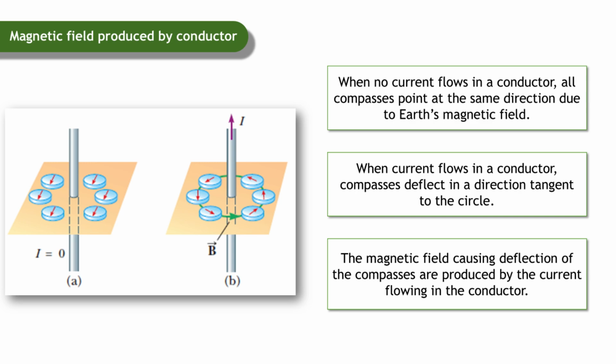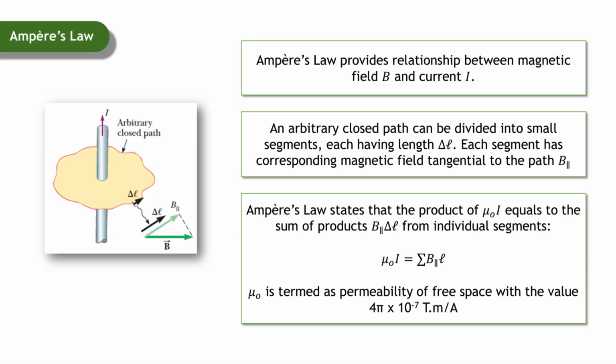This observation proves that the magnetic field is produced directly by the current flowing through the conductor. To mathematically define this relationship between the magnetic field B and the current I, we use Ampere's law. If we imagine a closed path around the wire and divide it into small segments of length delta L, the law states that the sum of the products of the tangential magnetic field and each segment length equals the product of the current and a constant called mu.